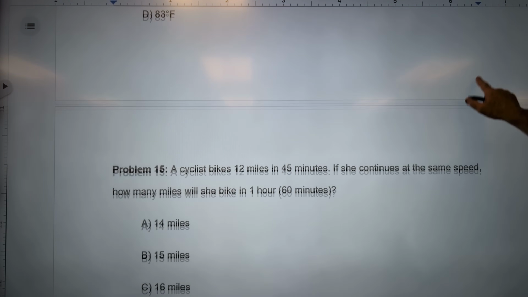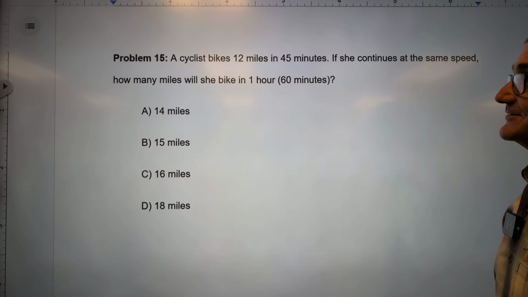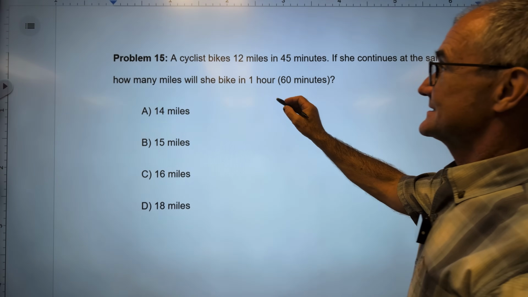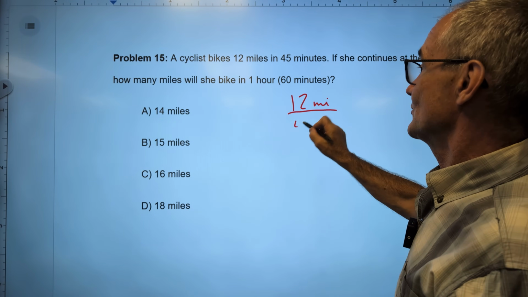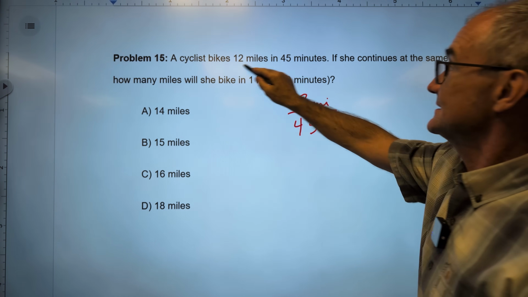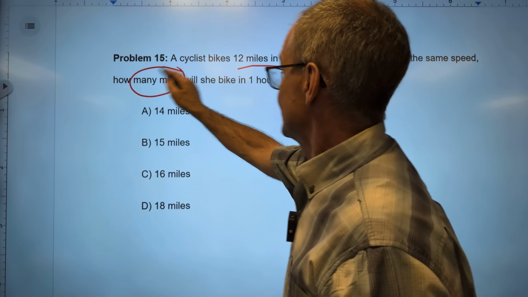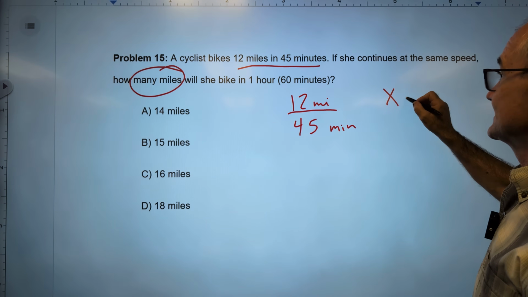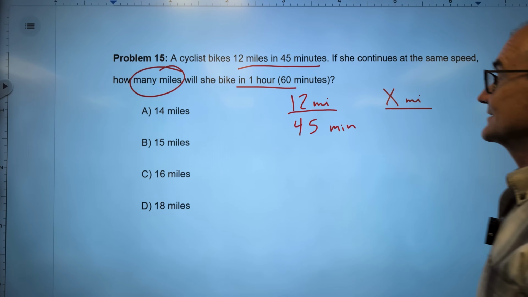Last one, problem 15 here. Again, congratulations for working hard, getting it done. Hopefully you have that book and paper out in front of you. A cyclist bikes 12 miles, again a ratio, in 45 minutes. If she continues at that same speed, how many miles, so I want to know this, how many miles will she bike in 1 hour?